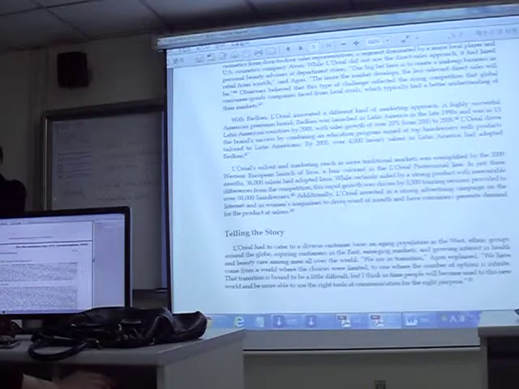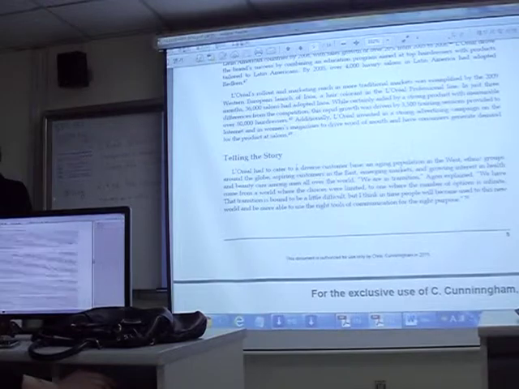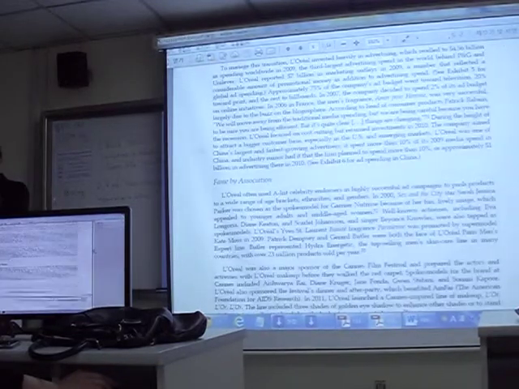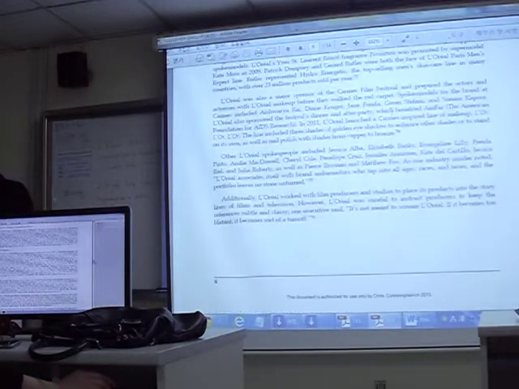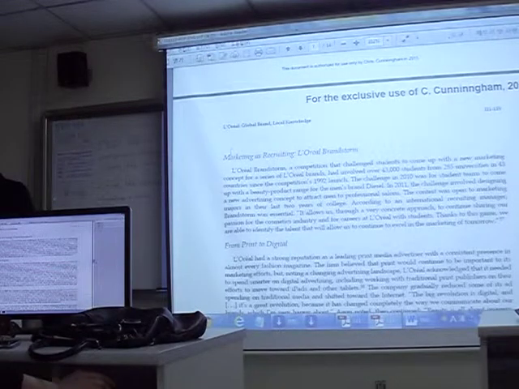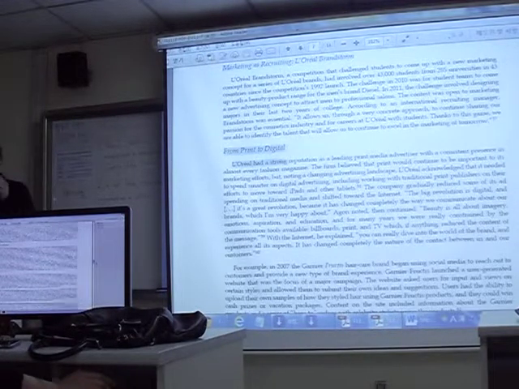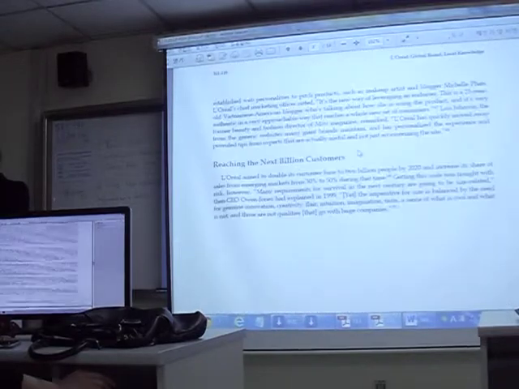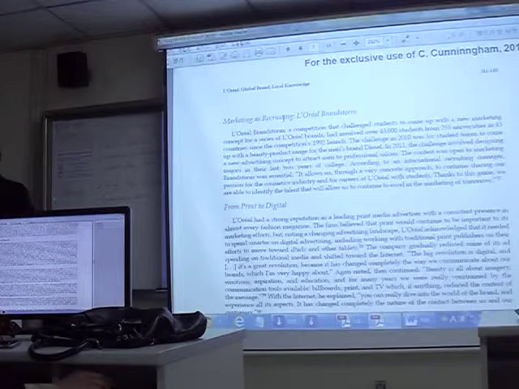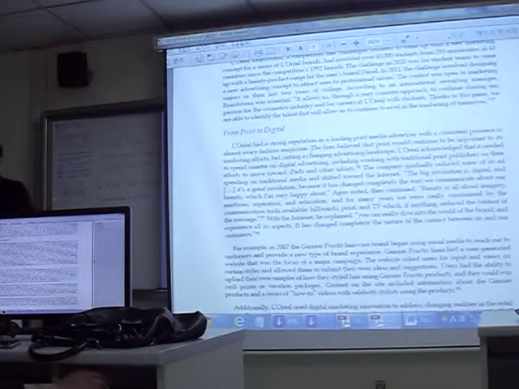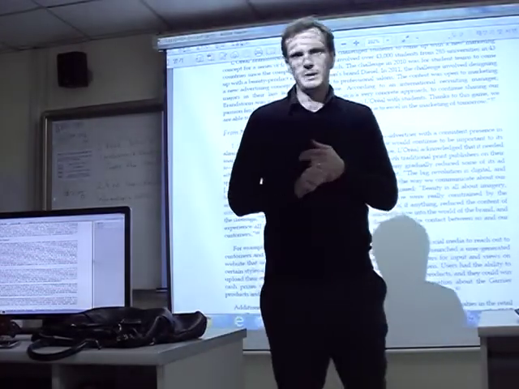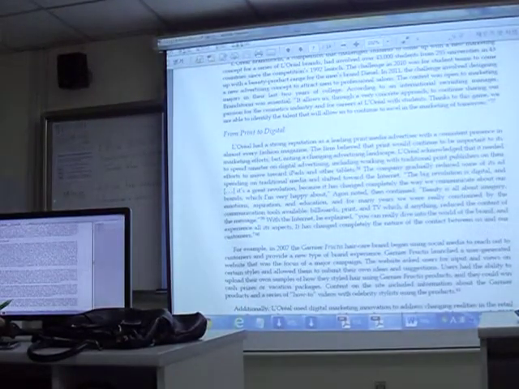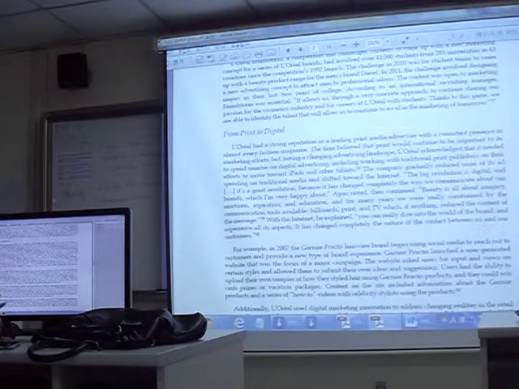Then the next two students, you can read telling the story. Then the next two students, you can read fame by association. This is on page 6. Then you two guys can read marketing as recruiting. And you two guys can read from print to digital. So you have quite a short one. So does everybody know what they have to read? So just read it and tell me the main points and take about 10 minutes to do that.